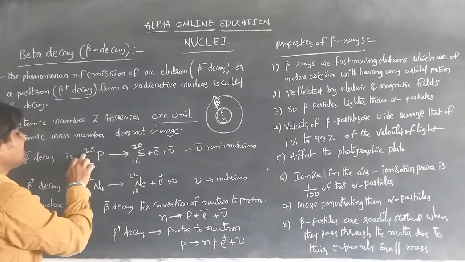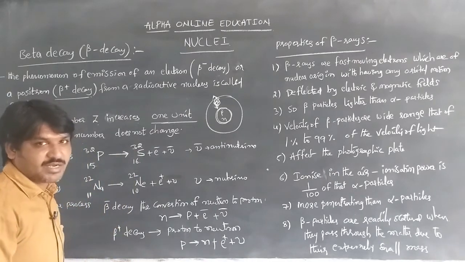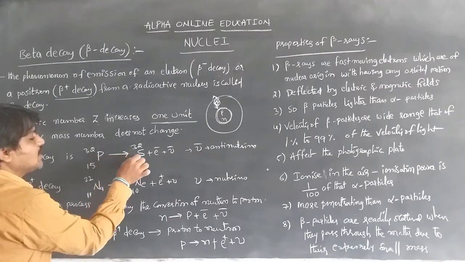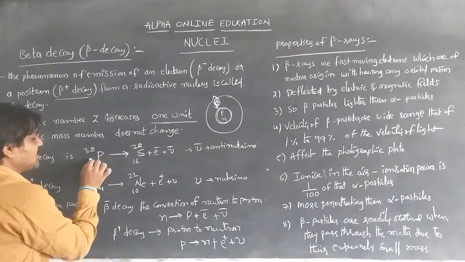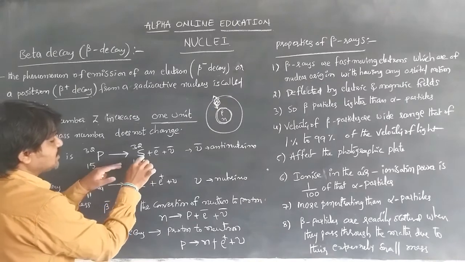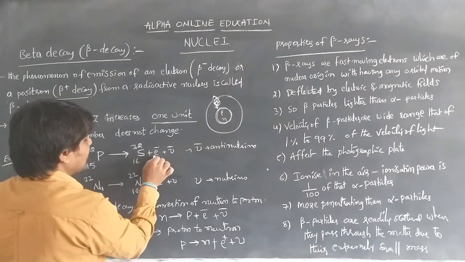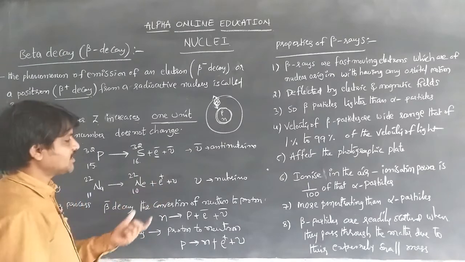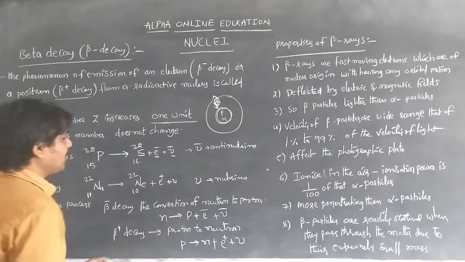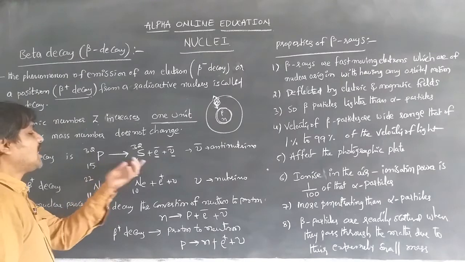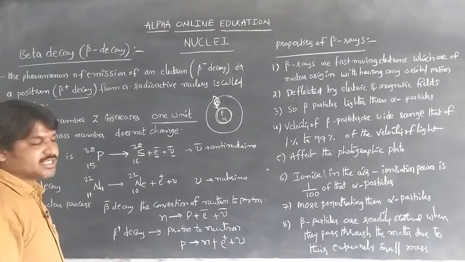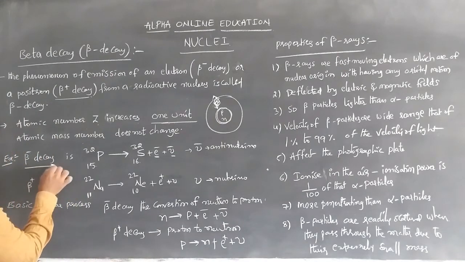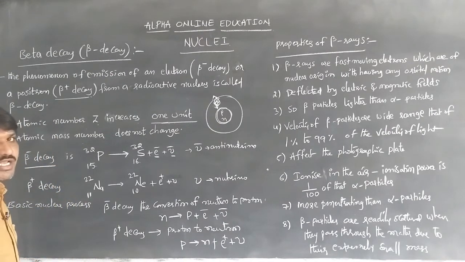Because phosphorus-32 is a radioactive element, it is in an excited state and always tries to come to a stable state. So it disintegrates and forms sulfur-32 by emitting one electron and generating an anti-neutrino. The atomic mass number does not change and the atomic number changes. This case is beta minus decay, by emitting the electron.